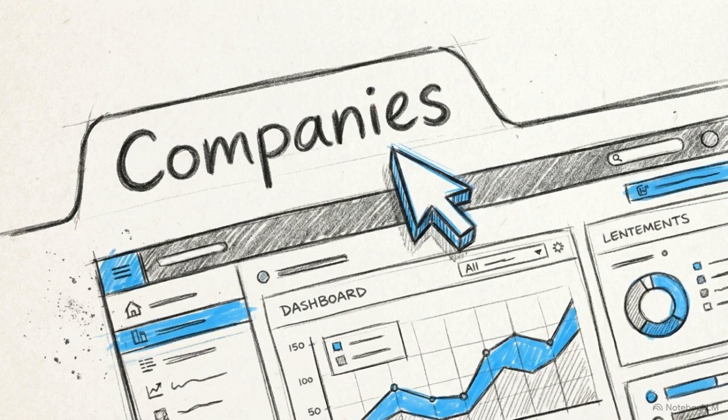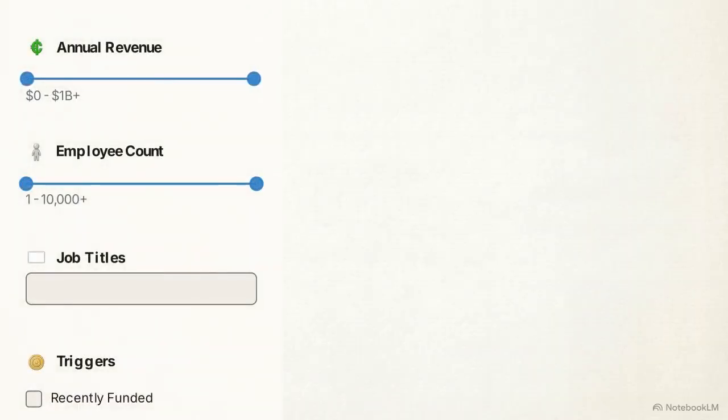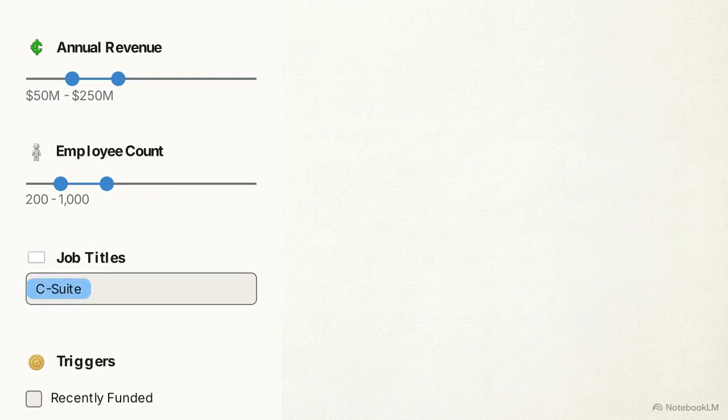Open the Search tab in Apollo and select the Companies section to begin filtering. For Tier 1, set the revenue filter between $50 million and $250 million. Then set the employee count between 200 and 1,000. Now move to the job title filter. We target primary decision makers, so enter C-suite and VP.